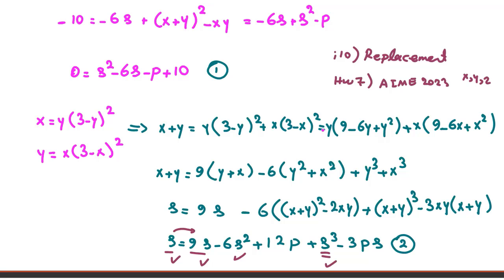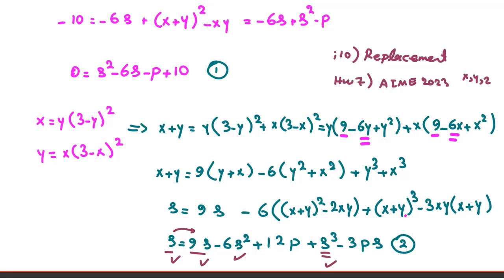So y times 9 minus 6y plus y squared, plus x times 9 minus 6x plus x squared. So we can write x plus y. We can consider this one and this one: 9 times x plus y, then this one, negative 6 times y squared plus x squared. And the last one, y cubed plus x cubed, equals s, equals 9s minus 6 times s squared minus 2p.